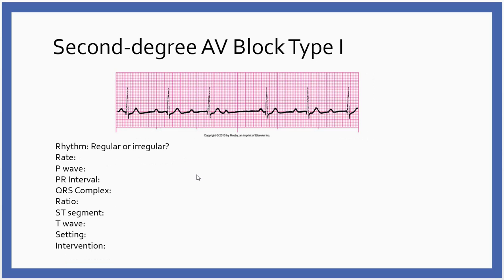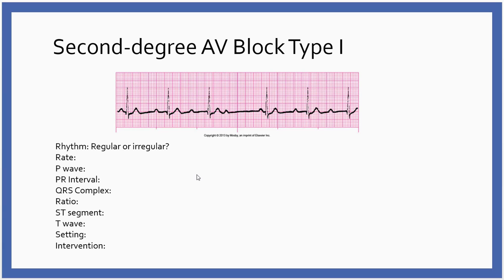So second-degree block, now remember there's two second-degree blocks. There is the second-degree block type 1, also called Wenckebach or Mobitz type 1, and there's a second-degree type 2 that we're going to look at in just a second. Now, one of your clues for heart blocks is this. First-degree heart block and complete heart block will be regular. Second-degree heart blocks are going to be irregular.